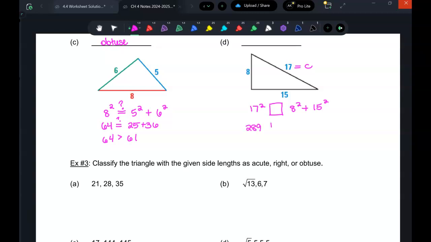Why is c obtuse if b is right? That doesn't make sense to me. Because we guys are cute.